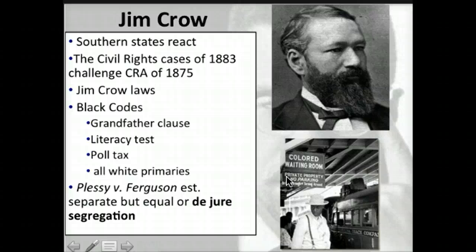The Supreme Court said, actually, it's equal if you have two separate facilities that are equal in accommodations, establishing the idea of de jure segregation, or segregation by law. So de jure means segregation of law. So from that point on, the southern states and private companies could have institutionalized segregation.